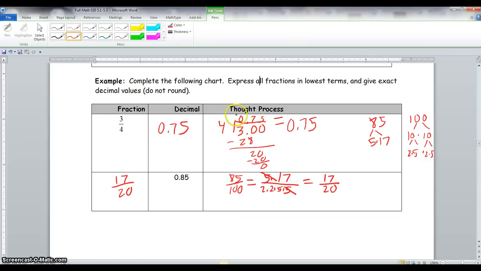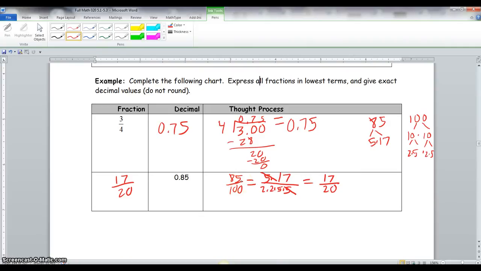Now, let me state this. I didn't state this before, but your thought process is actually the way how you did the problem. Okay, now we have our decimal here. We have 0.85. We write that as a fraction as we do our thought process. Now, we know it's going to be 85, but we look at the last place value of the decimal, which is hundredths. So it'll be 85 over 100.